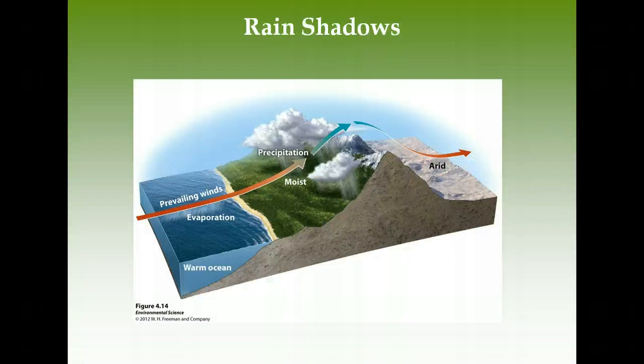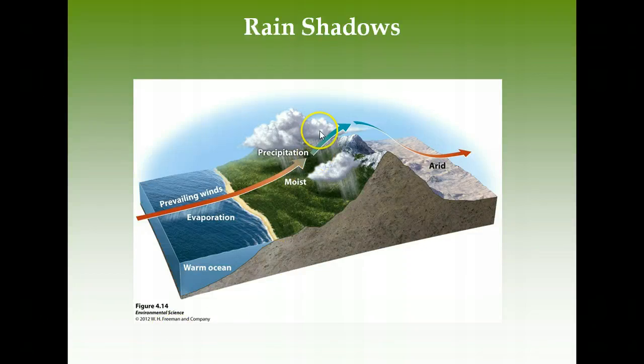Rain shadow effect is how land masses can affect precipitation patterns. We notice this a lot in the Pacific Northwest, up in Washington State and Oregon, where the coastline is basically littered with mountains. So what happens is, as the winds approach the mountain, they have nowhere to go but up, so the winds will go up the mountain. Well, remember that as air rises, it cools and condenses and forms clouds, so it will rain.